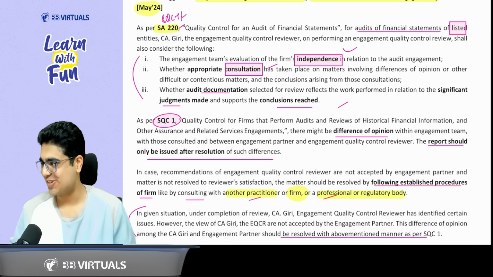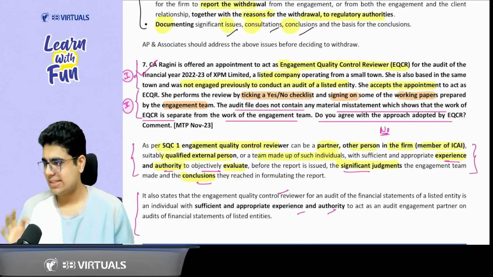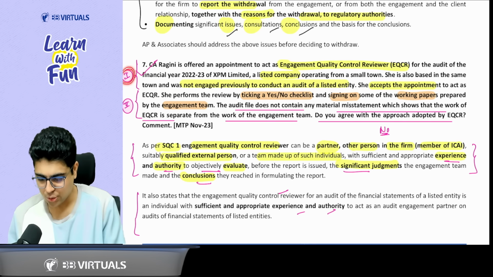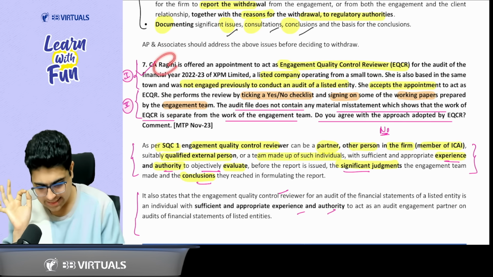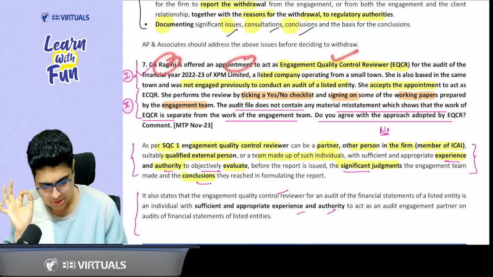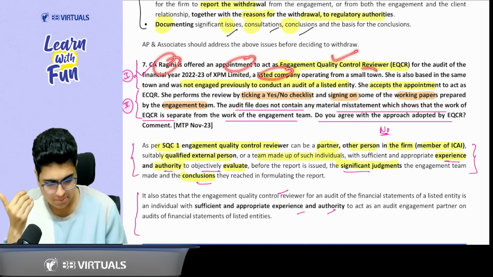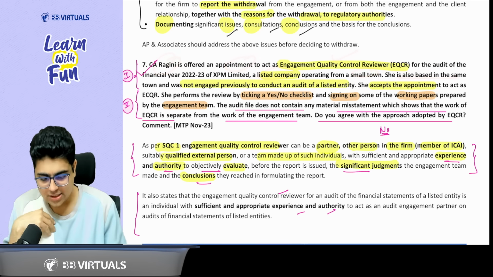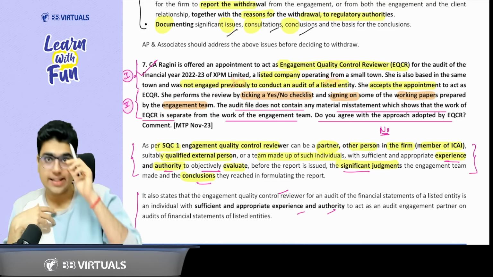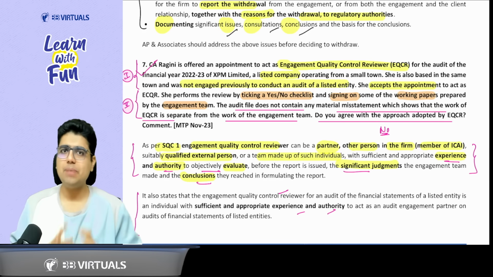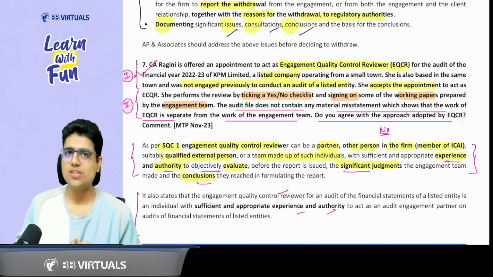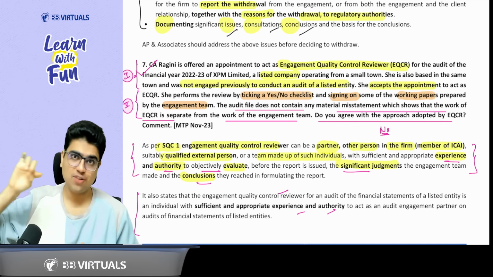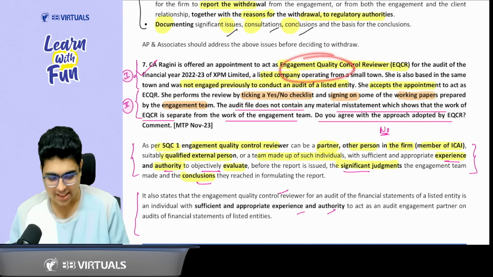Now let's do some more questions. Yes, everyone. Please come to question number 7. Question number 7 is divided into 2 parts. So focus here. CA Ragni is offered appointment as an EQCR for a listed company in a small town. She is also based in the small town and has not previously done any audit of a listed entity. Now you tell me one thing. Is becoming a CA enough for becoming an EQCR? Answer is no. You also need to have experience and authority. We discussed that in the definition of EQCR. So this is the first part that you need to address.